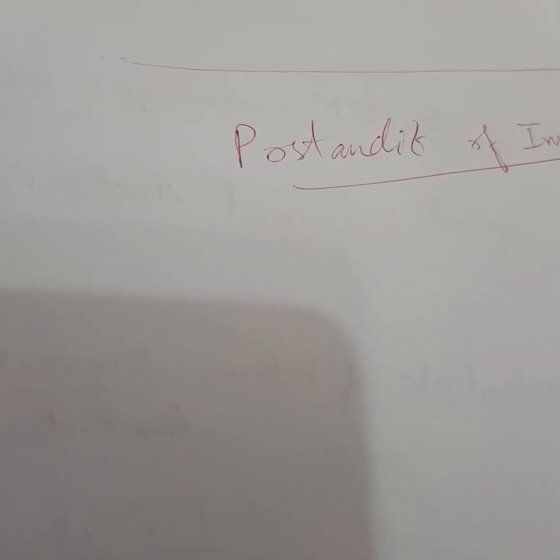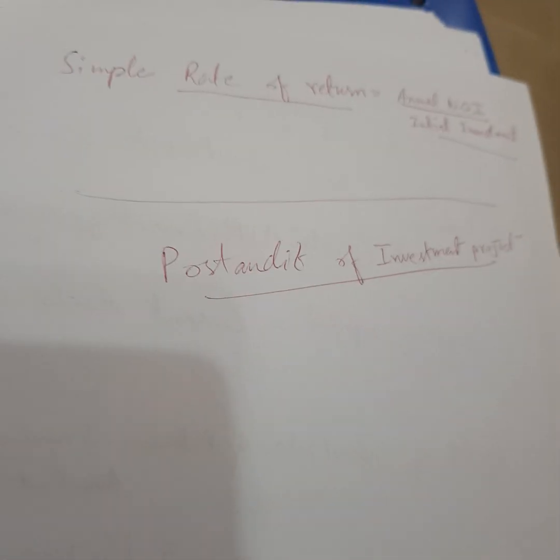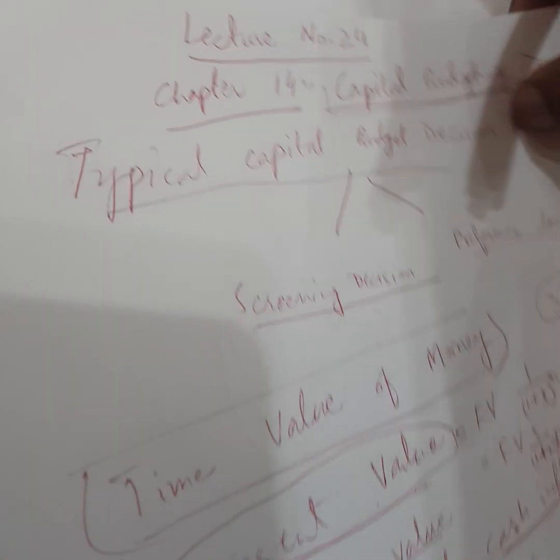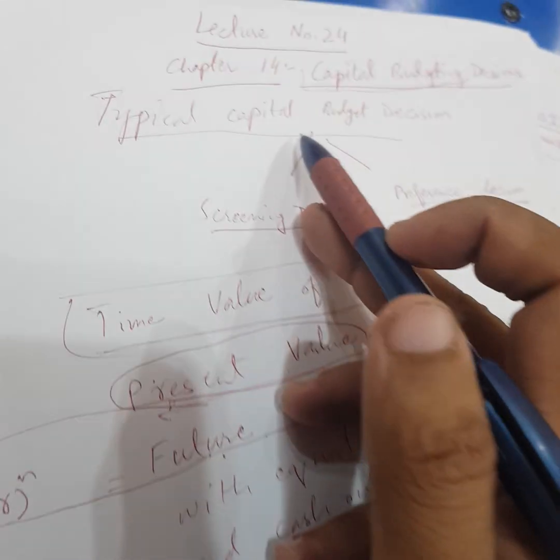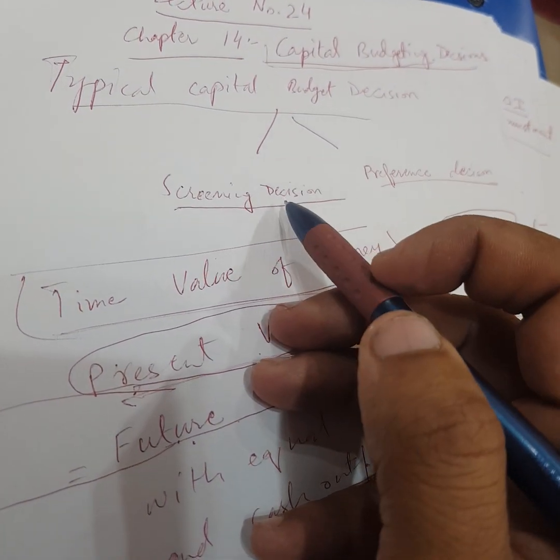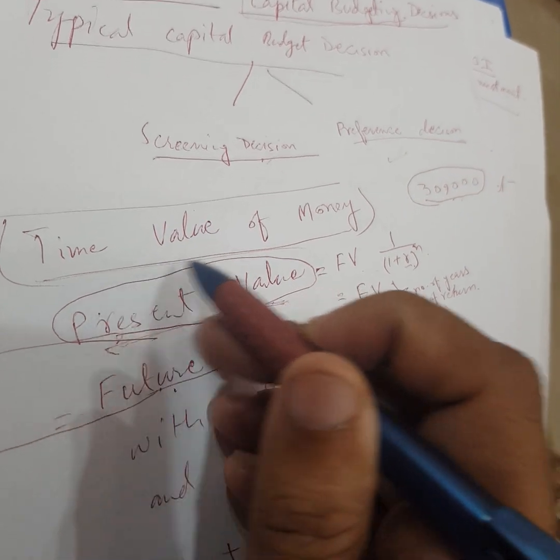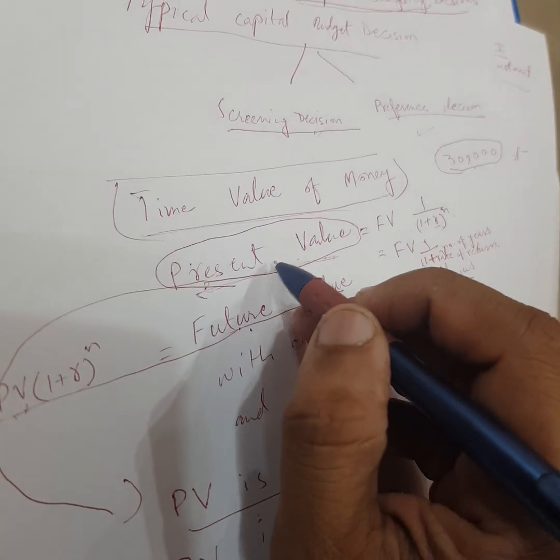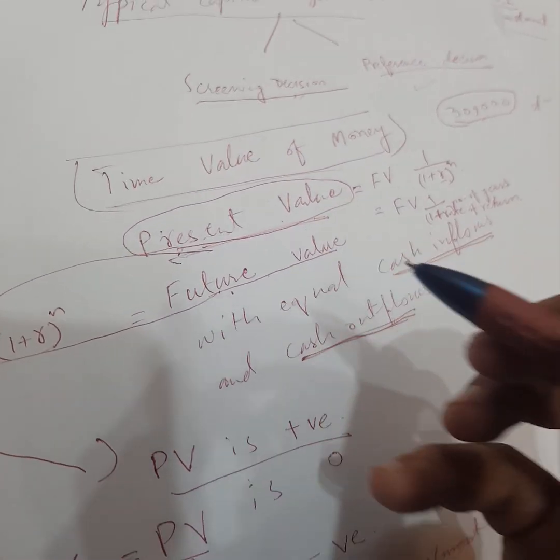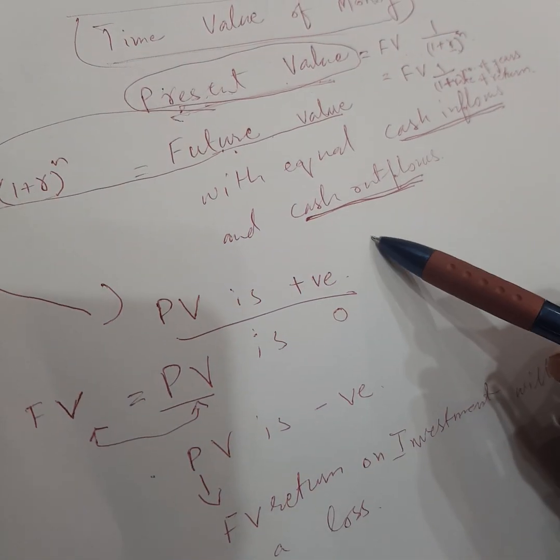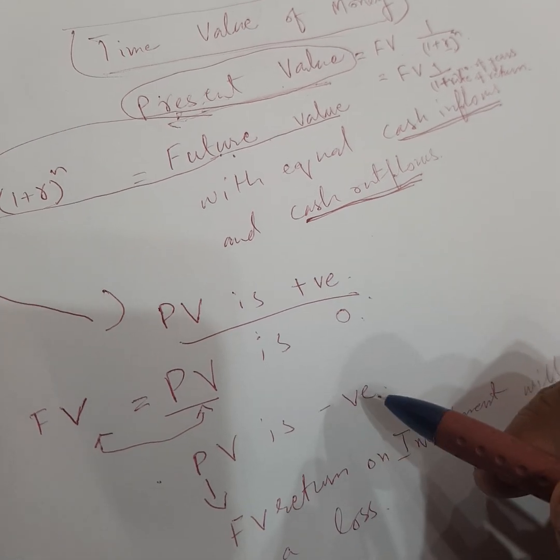This is all about today's lecture, and if I sum up the topics we have discussed, that was typical capital budgeting decisions, in which we discussed screening decision and preference decision. Then we discussed the concept of time value of money, in which we discussed the present value formula, the future value formula, and what the results of present value will mean if we get a positive result, a zero result, or a negative result.